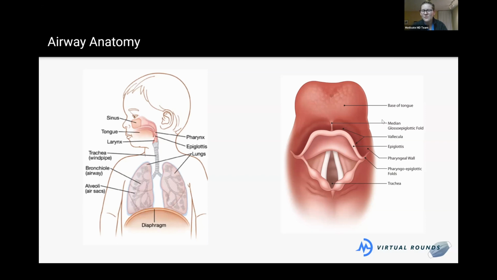Don't worry so much about the median glossoepiglottic fold. That's not the point of this. I just wanted you to be able to see where the epiglottis is and how it relates to the other illustration. The airway continues down after you pass the vocal cords into the trachea. On this right picture, you can also see these darker gray stripes going through it. Those are the rings of cartilage that go around the trachea to keep it open, so you can't compress it flat. You want to keep your airway open all the time, so that's why you've got cartilage going around.